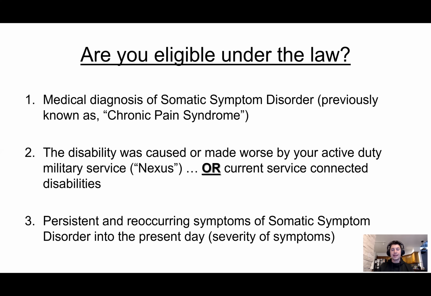So that's number two. The nexus has to be clear, either as a direct service connection, caused or made worse by your active duty military service, or secondary service connection, meaning it's due to another service-connected disability. Okay. Then the third part is persistent and recurring symptoms of the disorder, somatic symptom disorder, into the present day. That's what we talk about a lot at VA Claims Insider as severity of symptoms. Okay. How is your somatic symptom disorder impacting, limiting, or affecting your life, your occupational and social impairment?